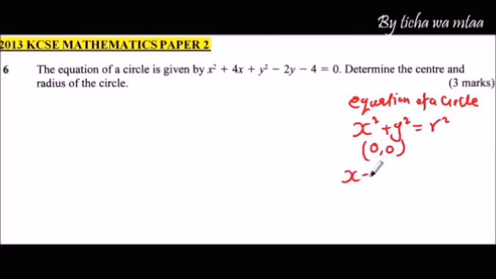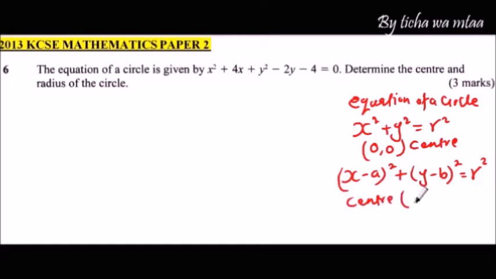Then we have the equation in this format: (x minus a) squared plus (y minus b) squared is equal to r squared. This is when the center is at (a, b), that is the coordinates of the center of the circle. And therefore, the expression that we have been given here we need to write in this format, so that we will be able to get the center, and also we will be able to get the radius. So r is the radius.